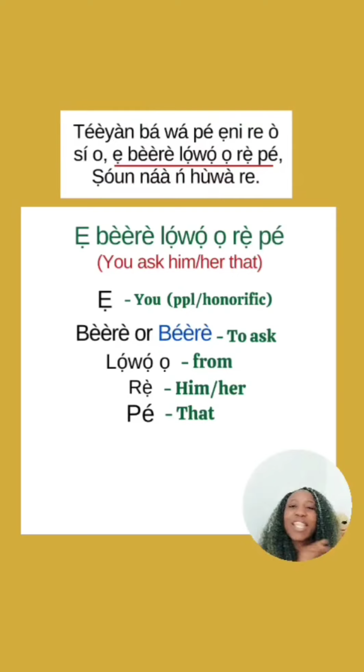All right. The next one is lọ́wọ́ ọ. Now, this one is a little bit tricky because in the context of this sentence, it means from. But what it actually means is ní ọwọ́. Ọwọ́ is your hands. So at and is what lọ́wọ́ actually means. But when it's used in sentences like this, it picks up a different meaning. So, mo béèrè lọ́wọ́ rẹ. I asked from you. From.